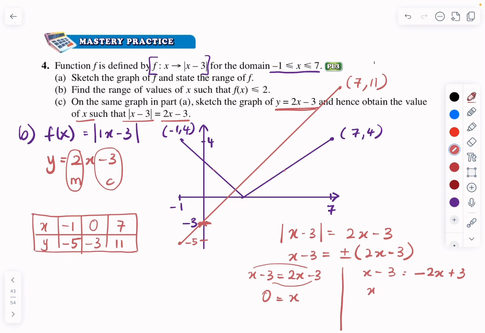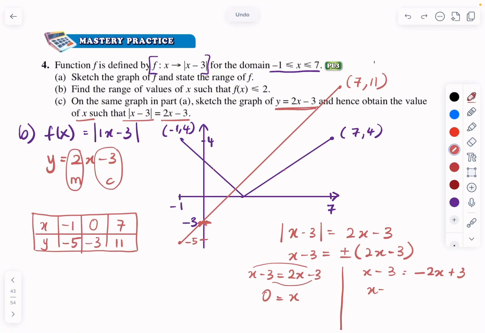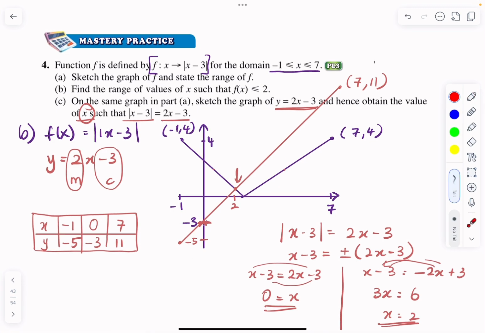One more. x minus 3 is negative 2x plus 3. So 2x we bring there, becomes x plus 2x. Negative 3 we bring here, becomes 6. Therefore, x is 2. So here, it cuts at 2. They ask us to only find the value of x, so just 2 is sufficient. If they ask you to find the coordinates, then we have to sub the x coordinate into the equation to find y. But in this case, this is enough because they just ask for the x coordinate.